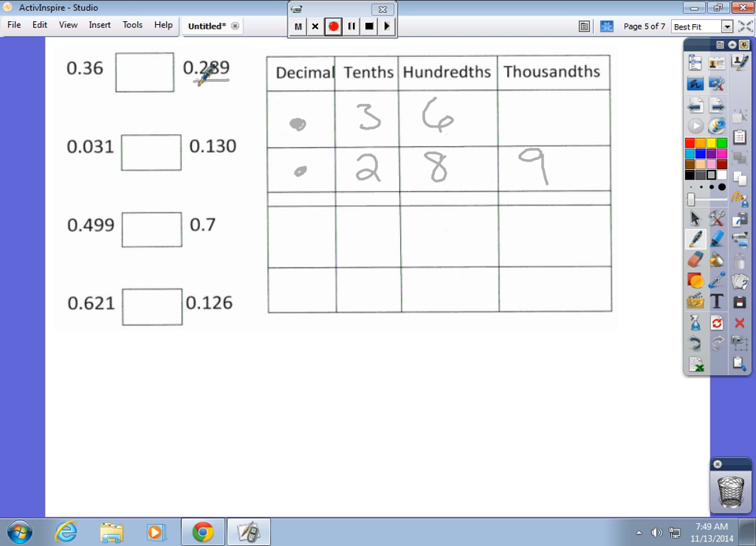And with that, it's very easy to see which number is bigger. First, you're going to say, oh, 289 is bigger than 36, but you're like, no, no, no. Look in my tenths place. My 3 is larger, so 36 hundredths is greater than 289 thousandths.